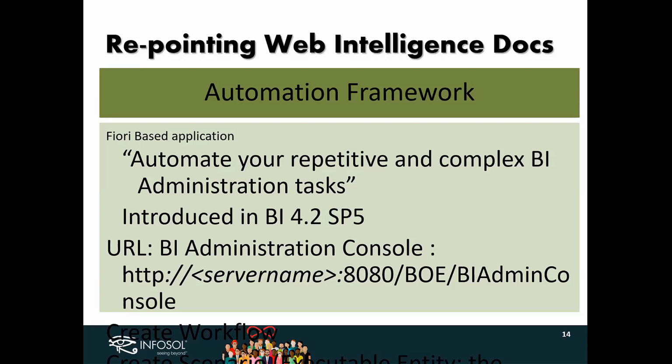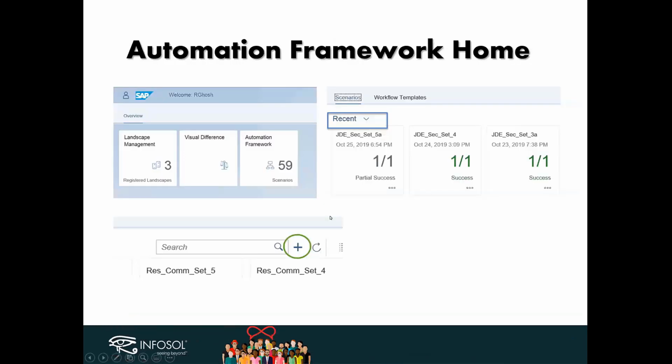In 4.3, you don't need a separate URL. It is included in the CMC. Once you log into the 4.3 CMC, you will find this option there. You don't need a separate URL anymore. Okay. And this is called the automation framework.